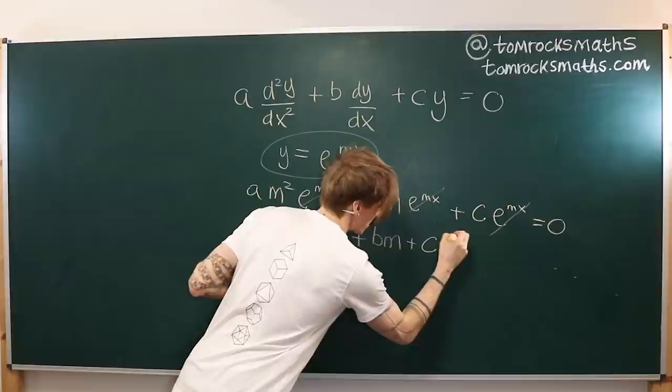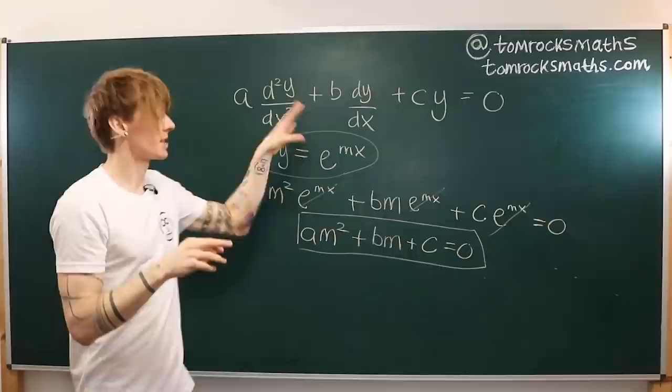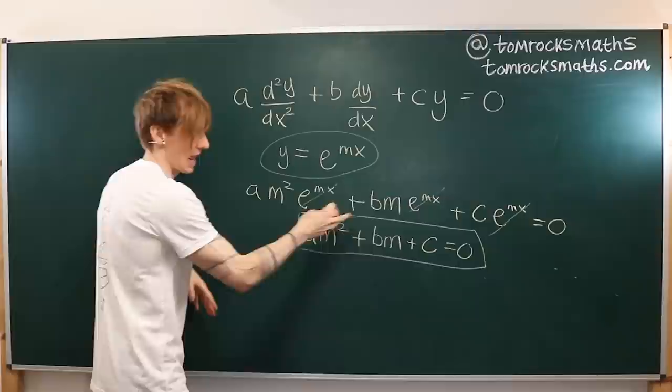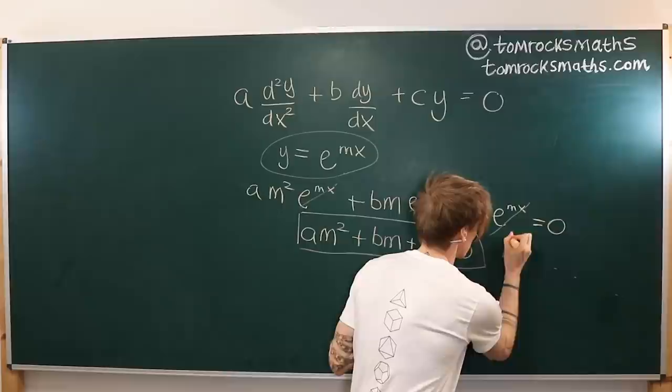So this is just a quadratic equation for our unknown value of m, but a, b, and c are given by our initial second order linear differential equation. So we can just plug in a, b, and c from our equation, and then we can solve this using, for example, the quadratic formula. Now, this is called the auxiliary equation, and some of you, if you've studied this, will be familiar with it.